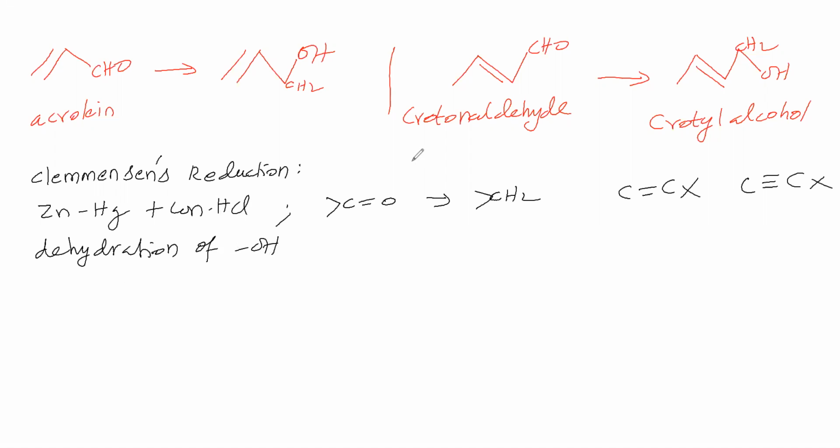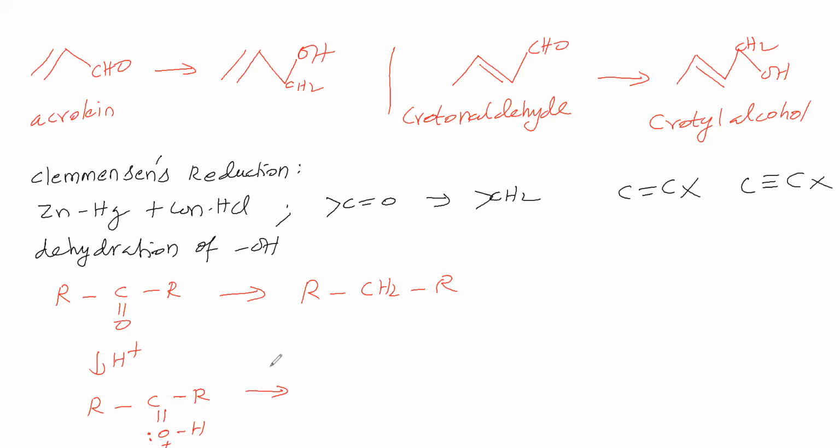Now we will take a carbonyl compound. On Clemmensen reduction, the carbonyl carbon becomes methylene: the CO group becomes a CH2 group. What is the mechanism involved? H plus acid is attacking, so this oxygen becomes a hydronium ion.